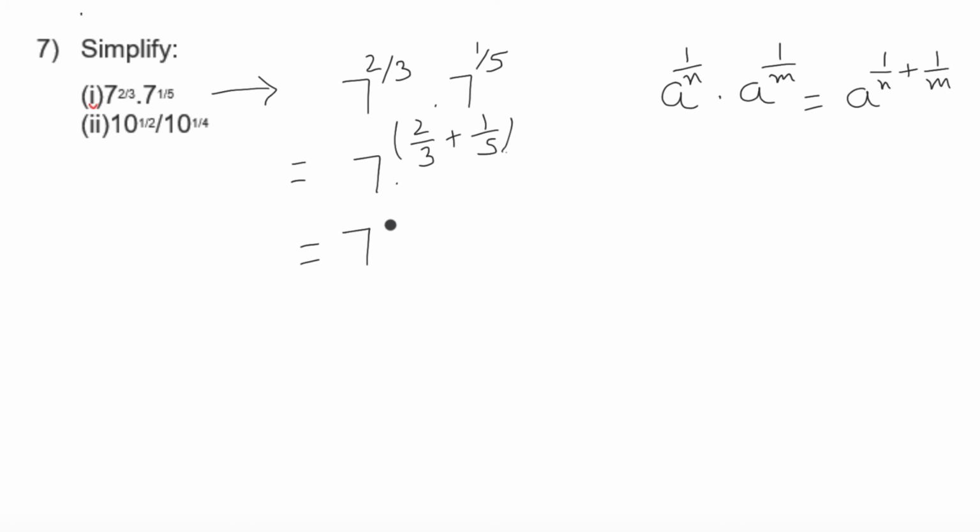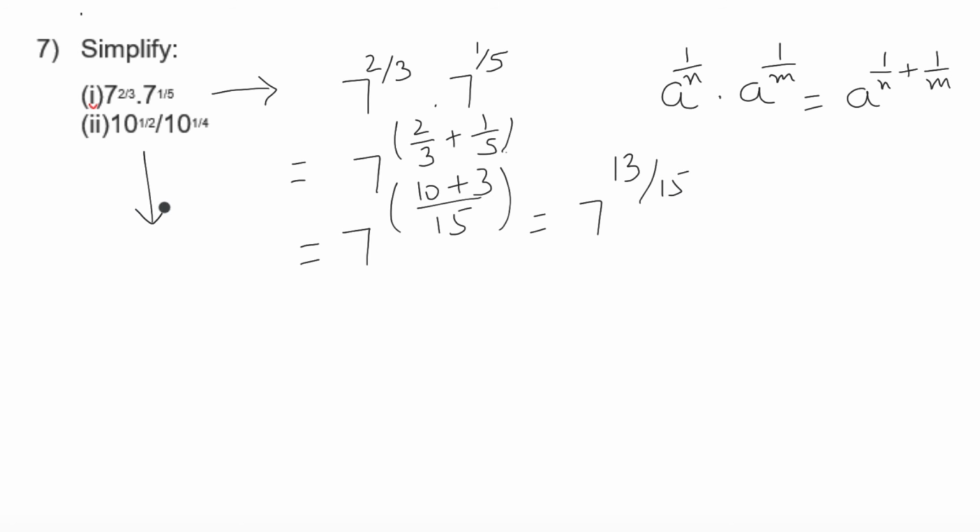Common denominator 15, 10 plus 3. So it is equal to 7 to the power 13 by 15.